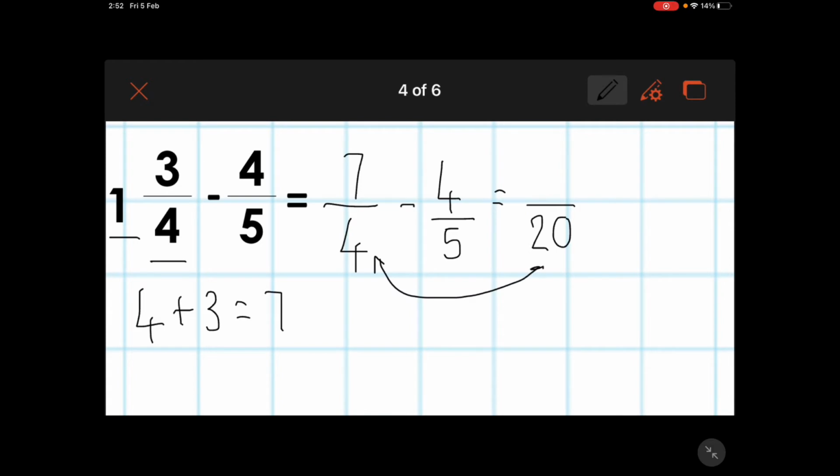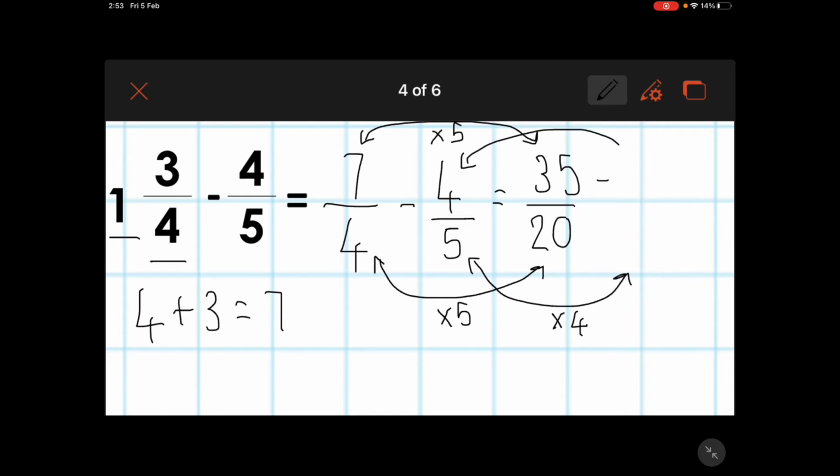What did I do to 4 to get to 20? 4, 8, 12, 16, 20. I multiplied it by 5. Do the same to 7. 7, 14, 21, 28, 35. And I am subtracting. Now again, I don't have 20 here as a denominator, so what do I do to 5 to get to 20? 5, 10, 15, 20. I multiply it by 4. Do the same to the numerator. 4 times 4, 4, 8, 12, 16.